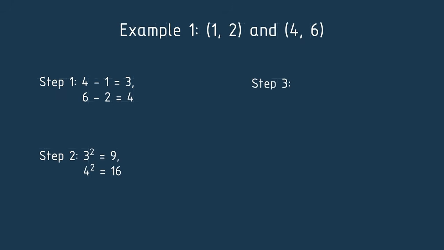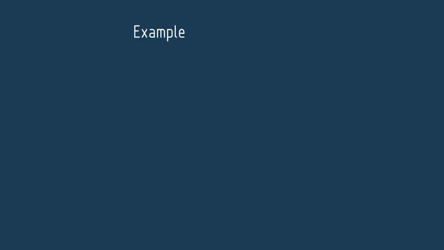Step 3. Add them together. 9 plus 16 equals 25. Step 4. Take the square root. Square root of 25 equals 5. Final answer, 5 units. Now example 2.